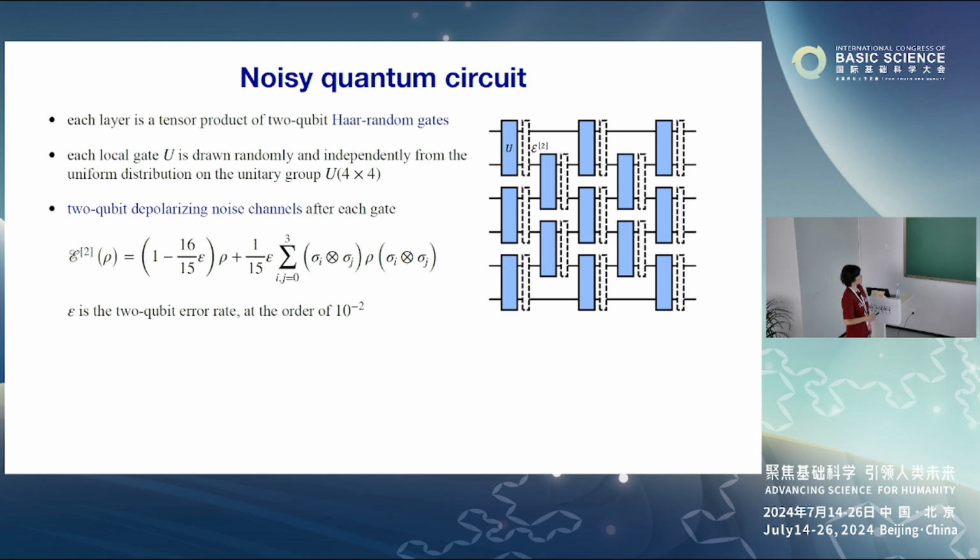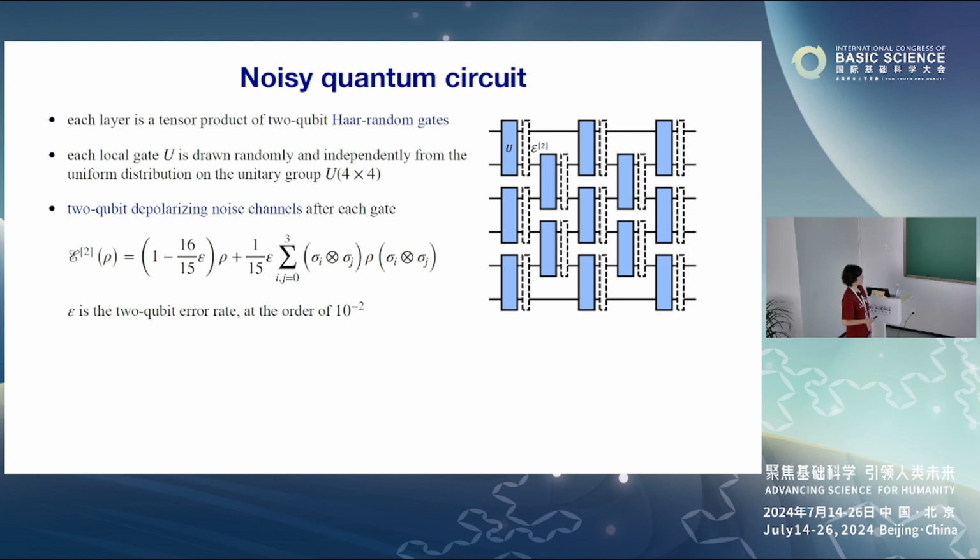Each layer has a tensor product of the 2-qubit random gates, the blue ones. So the blue ones are each drawn randomly and independently from the uniform distribution on the unitary group. So U is unitary. And we can also add some noise channels after each gate.